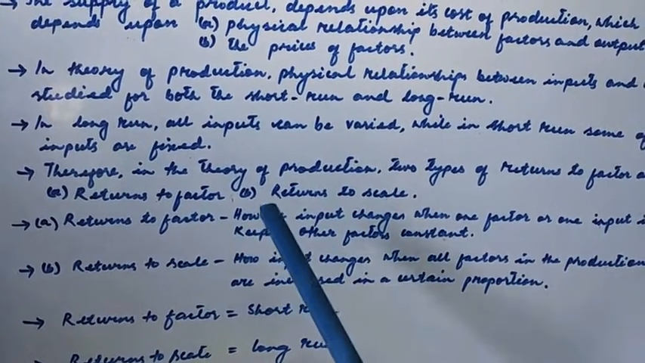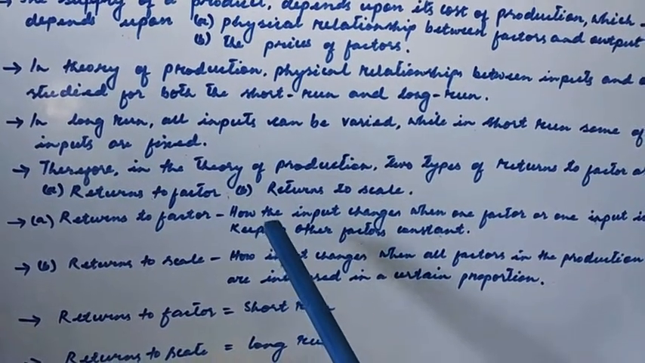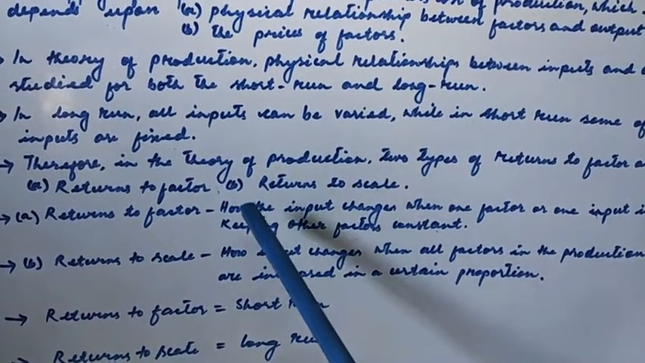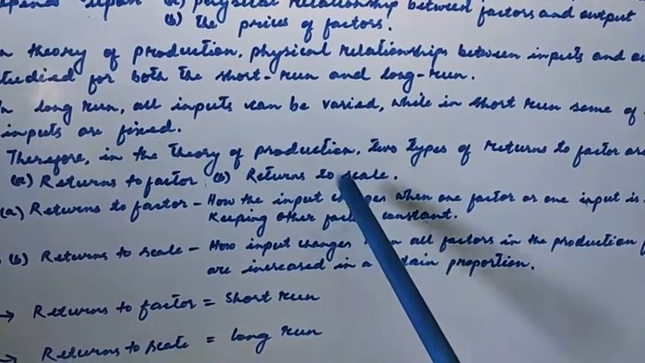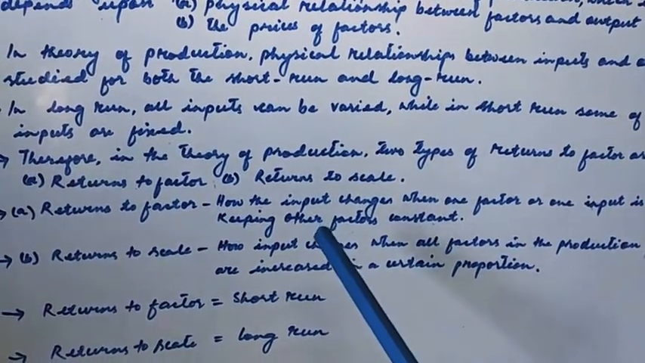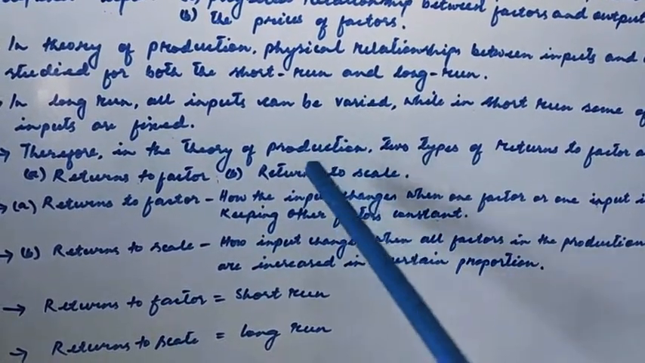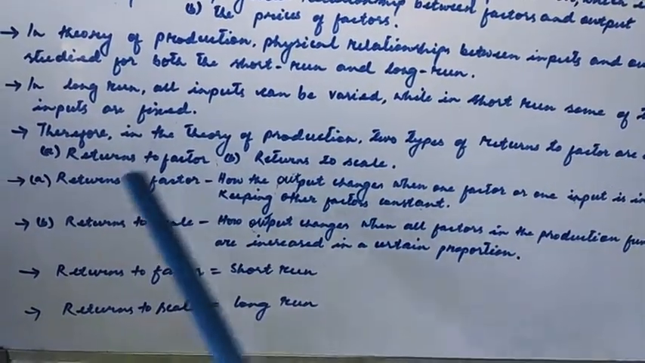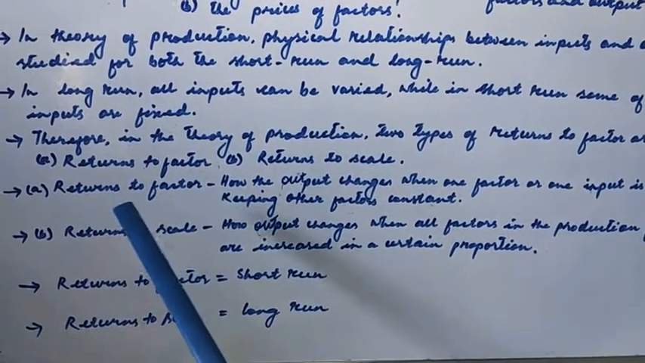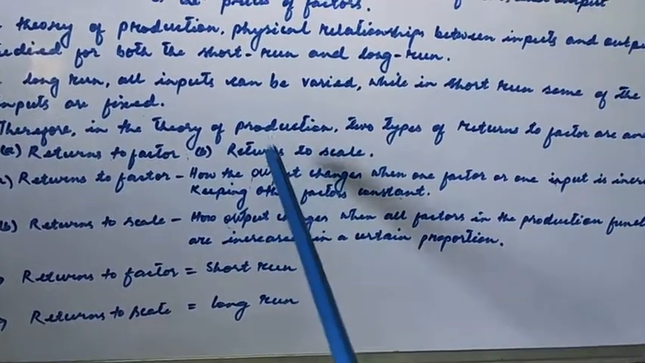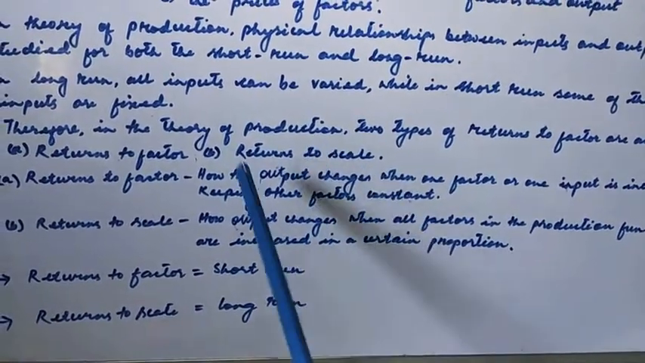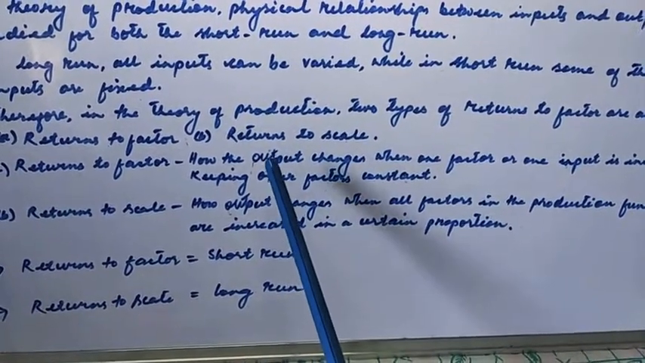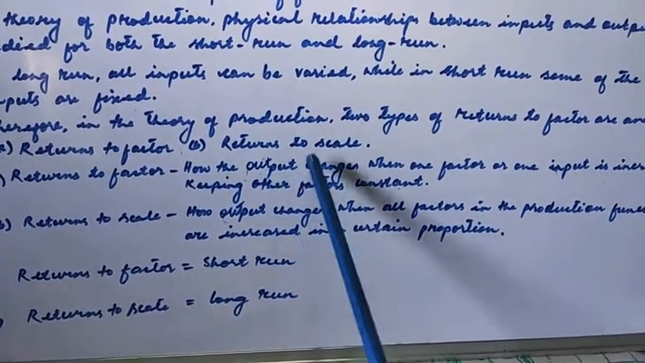So returns to factor, what does it mean? When we analyze returns to factor, we are going to analyze how the output changes. Production means giving out output by using inputs. Let me correct myself: when we are trying to analyze returns to factor, we have to see how the output changes. It is output and not input. Earlier I had written input here, but change it to output.